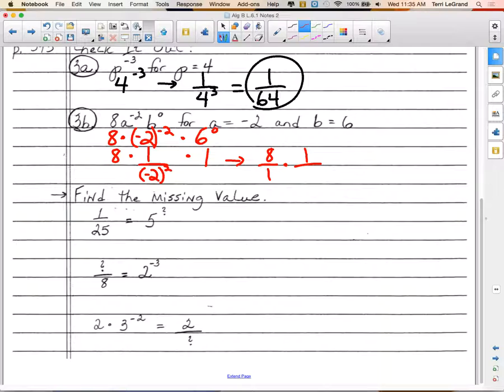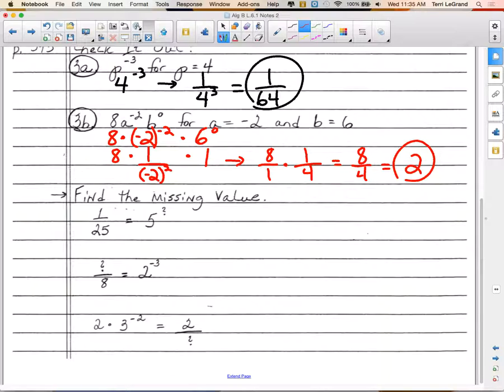-2 times -2 is positive 4. And then when we multiply by 1, what happens? It's the number. So can we just ditch that last factor? Yes, in reality. Okay. So we end up with 8 times 1 is 8, and 1 times 4 is 4, and that can be renamed as 2. Our final answer is 2.